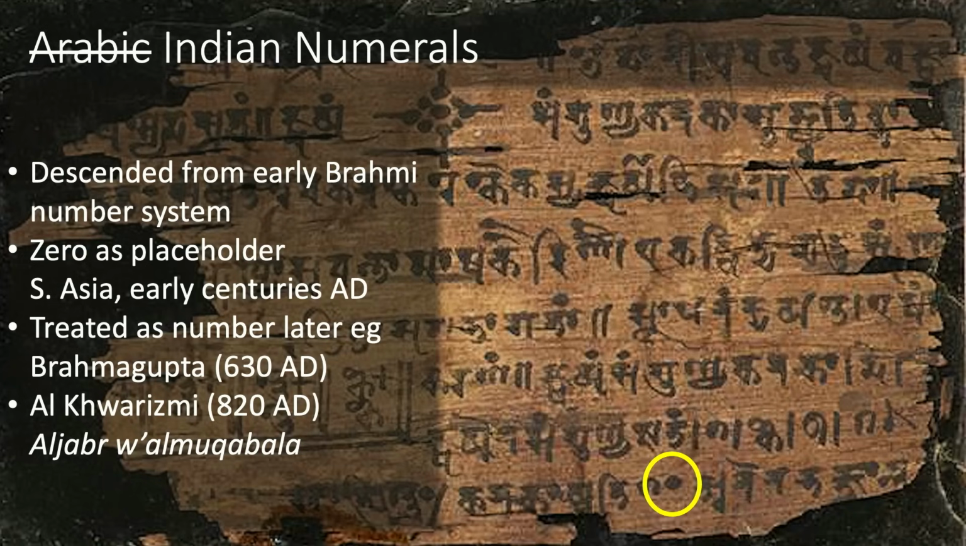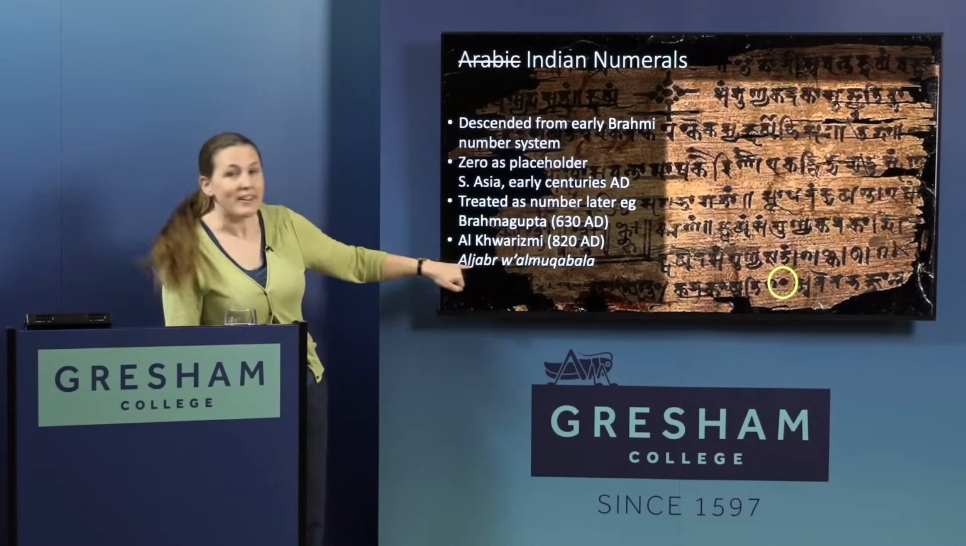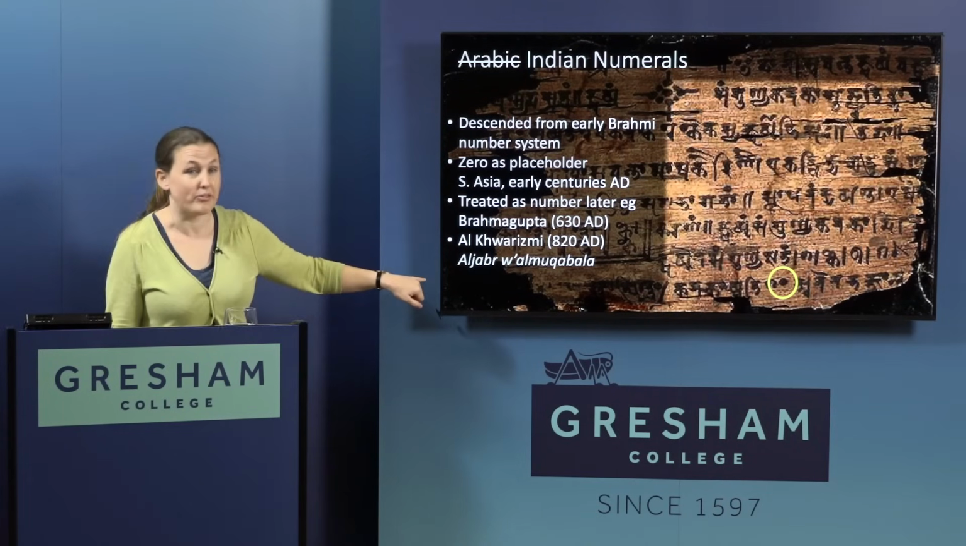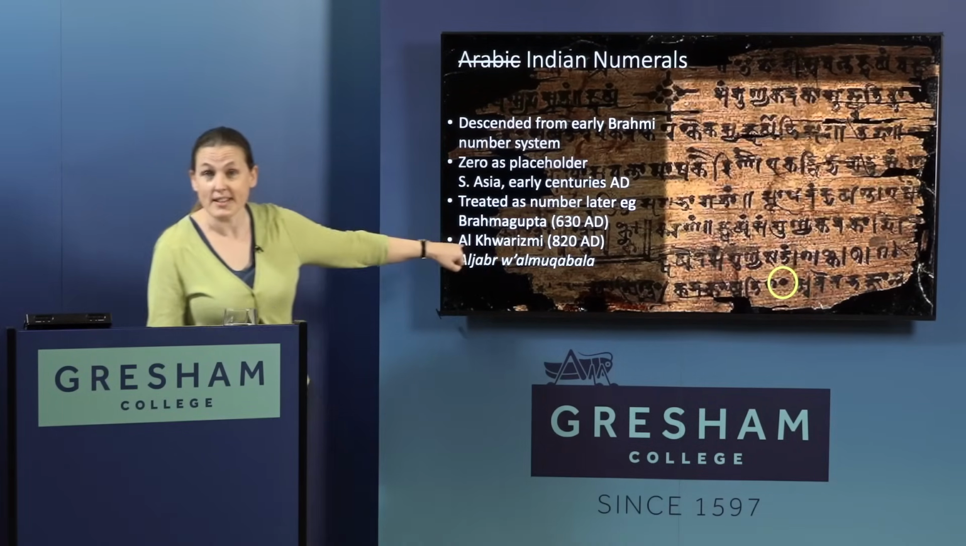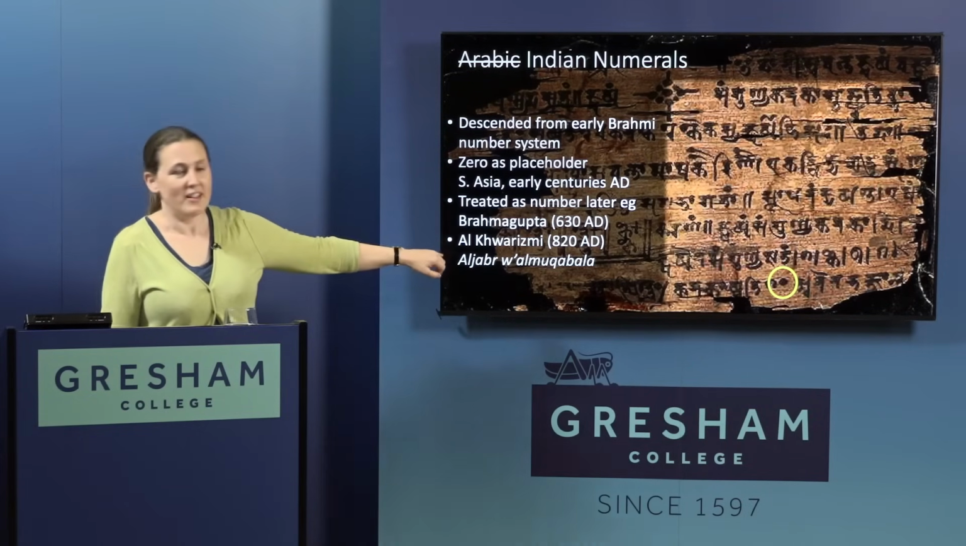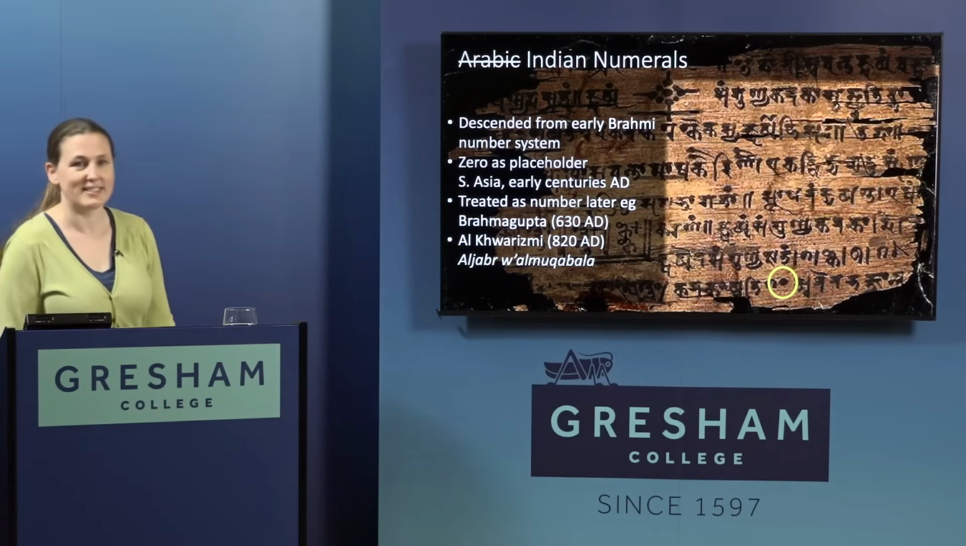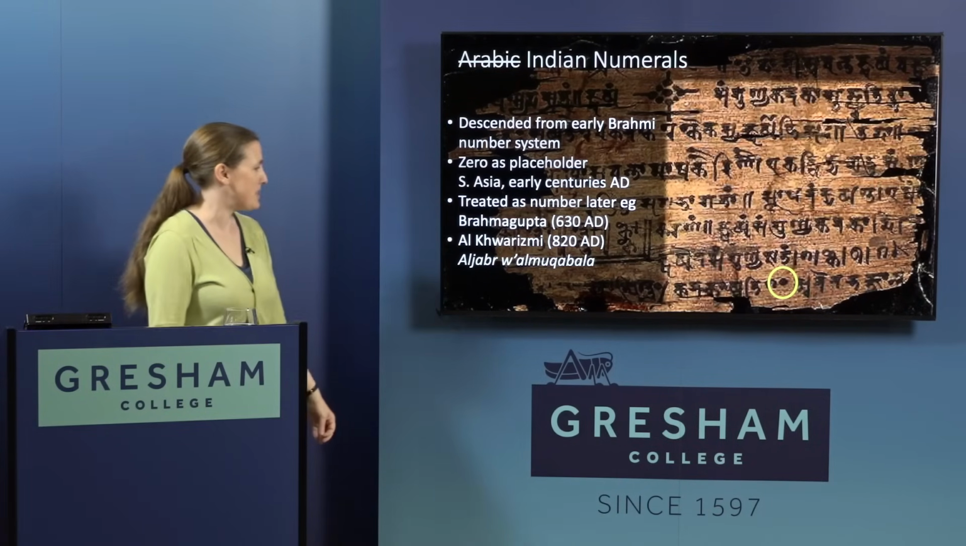He's known to us as well because he also wrote about how to solve problems that involved what we now call algebra. And this word here that features in the title of one of his books, Algebra, is where we get our word algebra from. And Al-Khwarizmi's name himself has become our word algorithm. So he's very influential for mathematics in general and Western mathematics in particular.